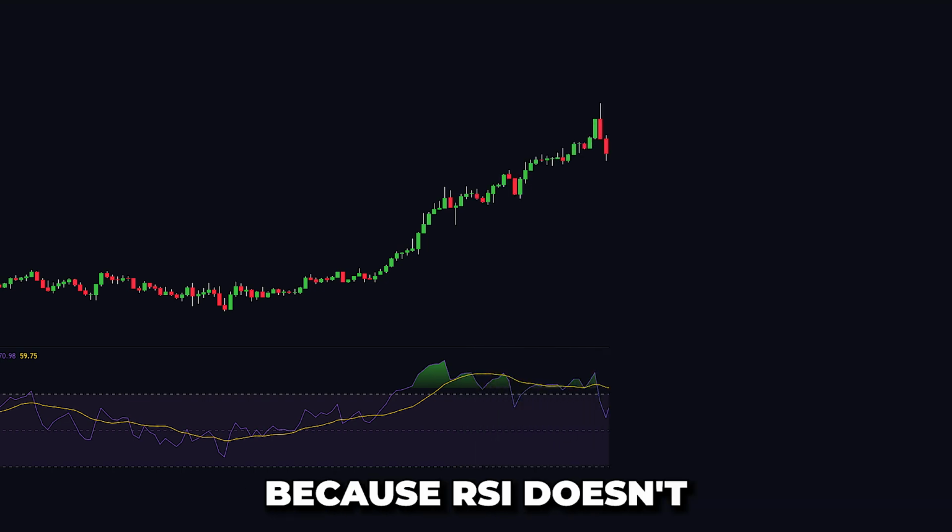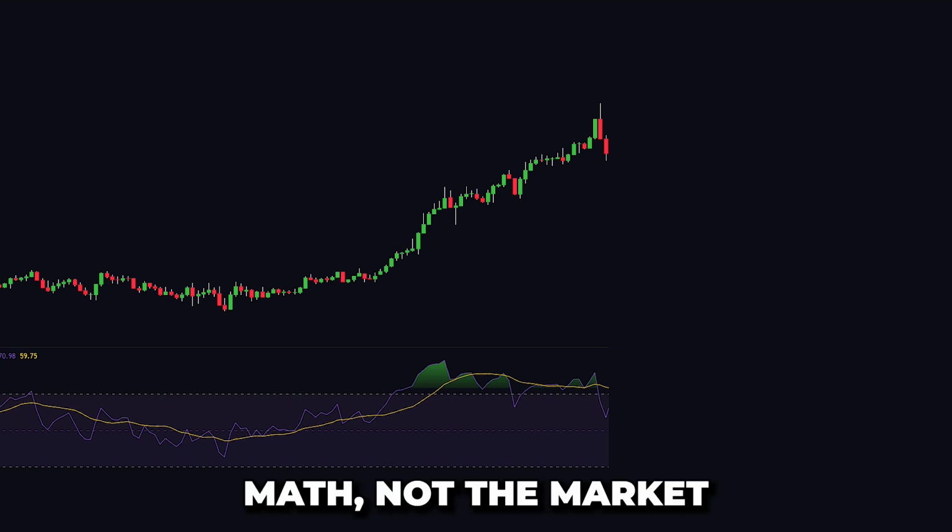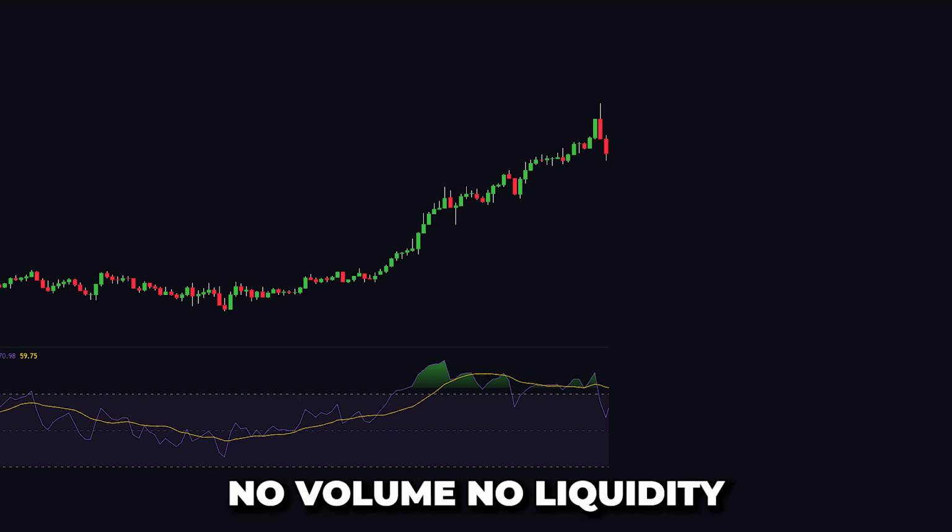Why? Because RSI doesn't care about context. It's just reading math, not the market. It's based on past candle closes. No structure, no volume, no liquidity.